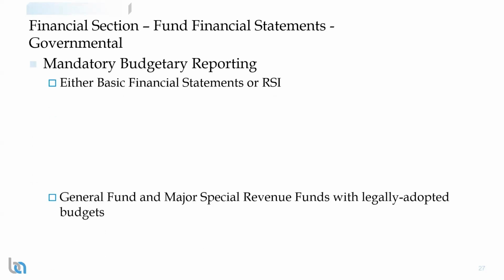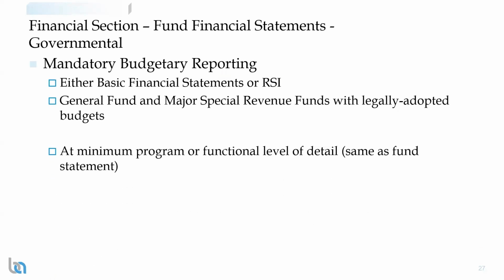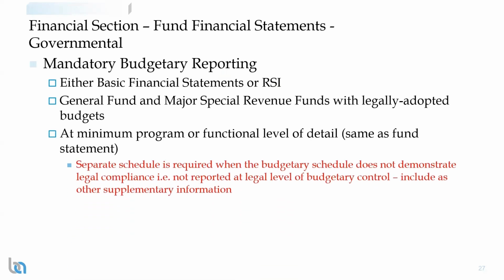All right, moving on to budgetary reporting. Currently, which will change, you can either report them as part of your basic financial statements or required supplementary information. This applies to the general fund and major special revenue funds. Excluded here are your capital project funds, debt service funds, and permanent funds. At minimum, they should be at the program or functional level of detail. This is regarding the required supplementary information.